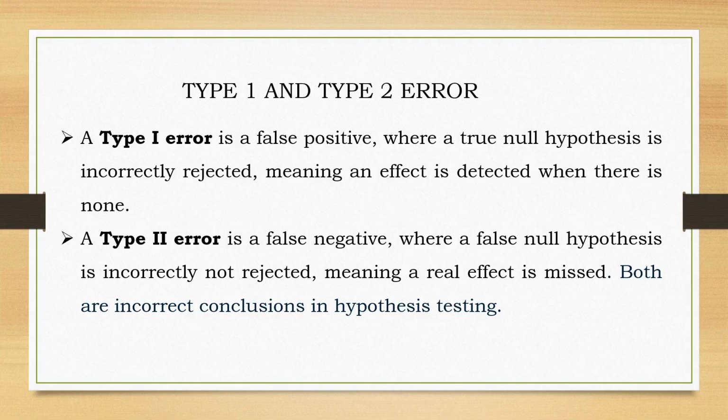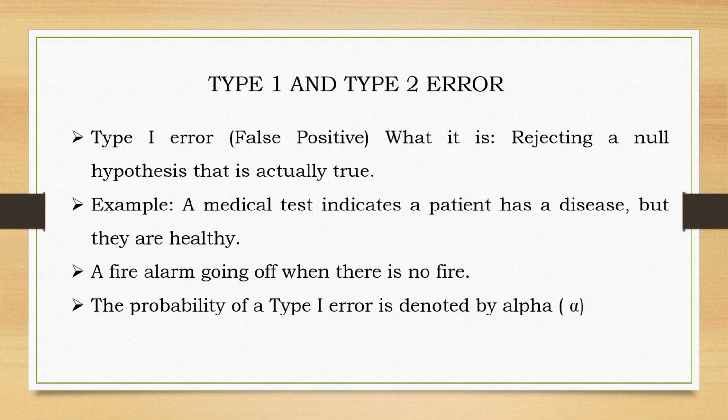Whereas a type 2 error is known as a false negative, where a false null hypothesis is incorrectly not rejected, meaning a real effect is missed. For example, in the case of that person who went to hospital, when his blood was tested for malaria, though he had malaria, the result came back negative. So this one is known as a type 2 error, which is actually failing to reject a false null hypothesis.